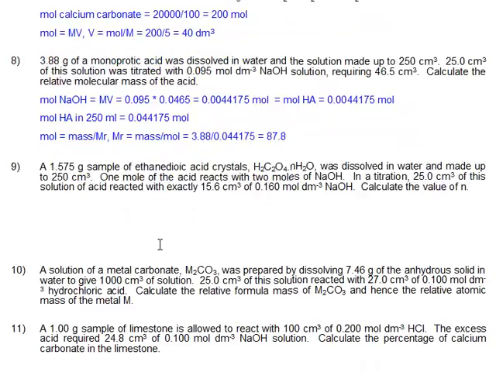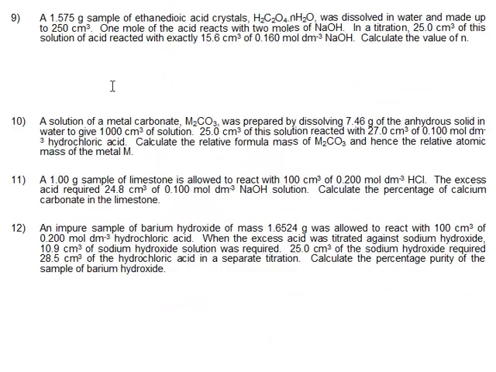Question 9. What are we given? A sample of ethanedioic acid crystals. They contain 2 hydrogens, so it's a diprotic acid or dibasic acid, dissolved in water to make up to 250 centimeter cube. 1 mole of the acid reacts with 2 moles. There's our information, we need that. In a titration, 25 centimeter cubed of this solution of acid reacts exactly with 15 of 0.16 moles per litre sodium hydroxide. So the first thing we can do is calculate the moles of sodium hydroxide.